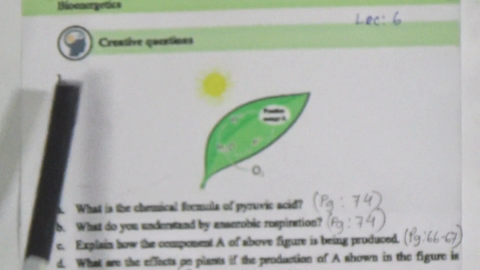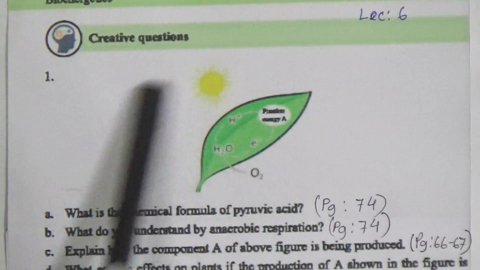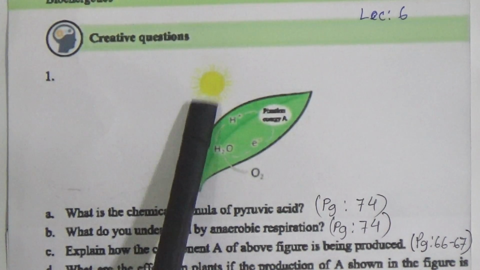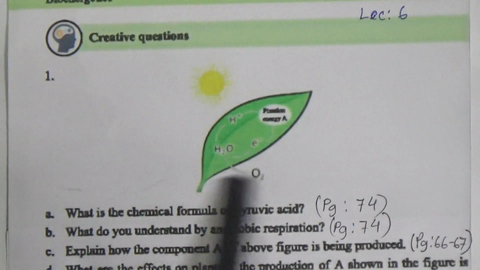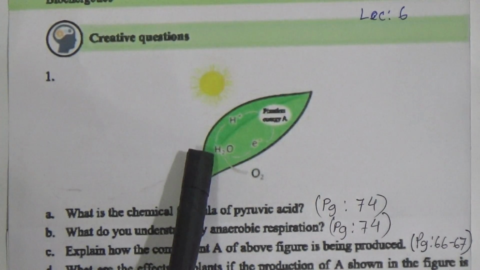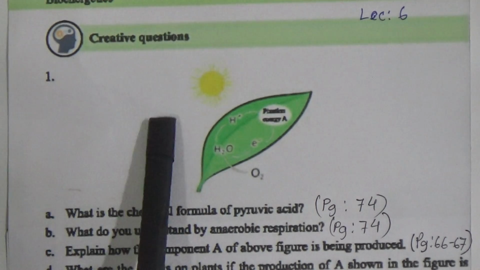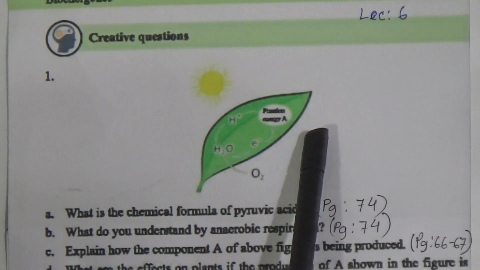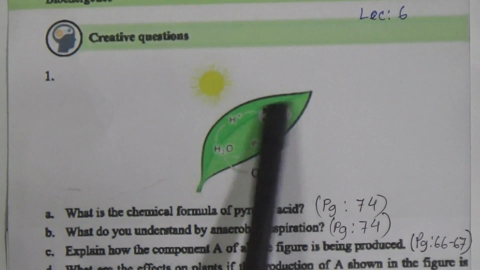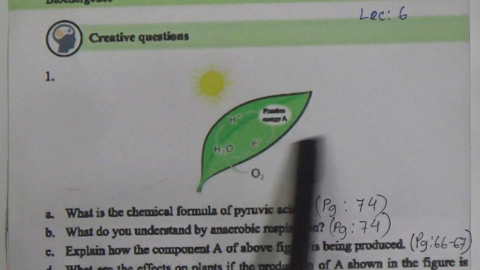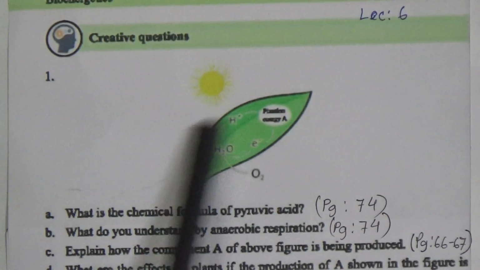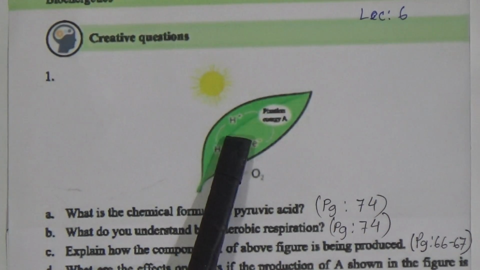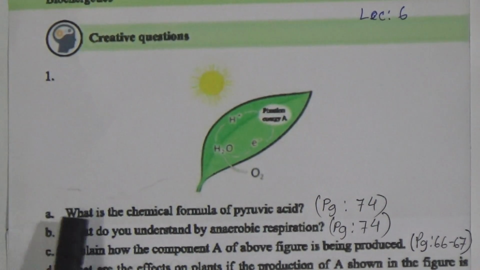The name of the chapter is Bioenergetics, and this is the first competency based question and answer. This is the stem: this is the sun, and this is the picture of a leaf. Inside the leaf, water is broken down with the help of sunlight, and here energy A is produced. Based on this stem, we have to give the answers of C and D.